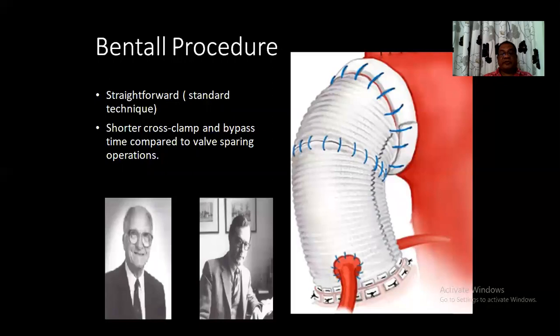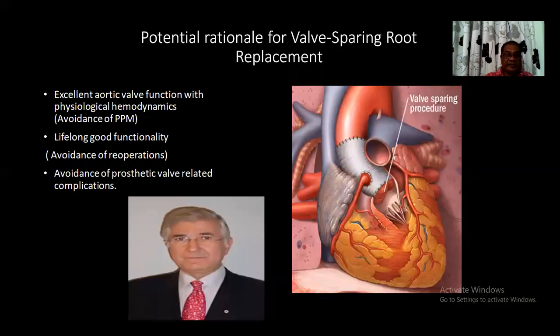So the Bentall procedure is the standard, straightforward procedure, and it needs shorter clamp time and bypass time compared to valve sparing operation. And here the coronary reimplantation is also necessary in the Bentall procedure.